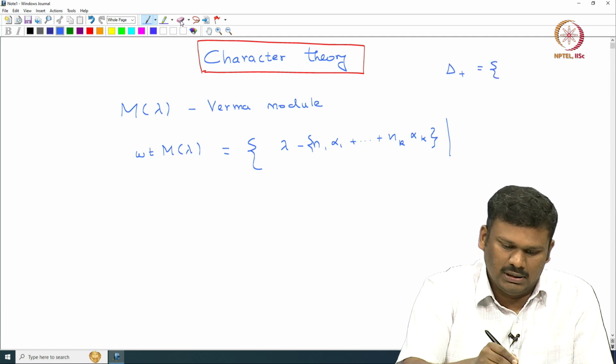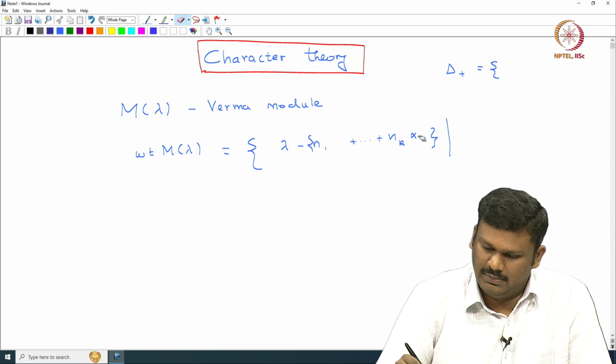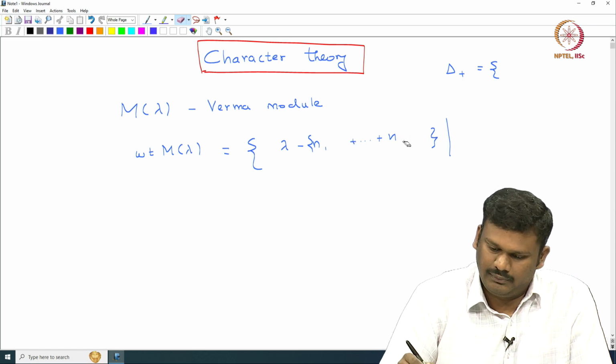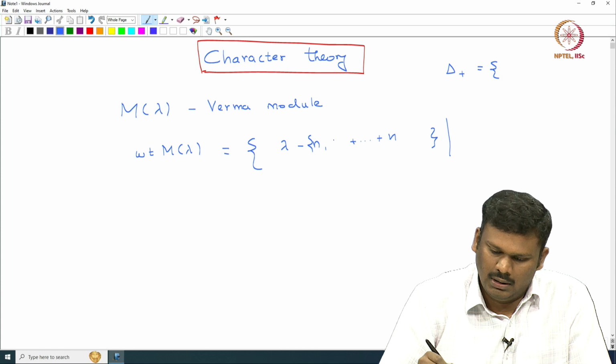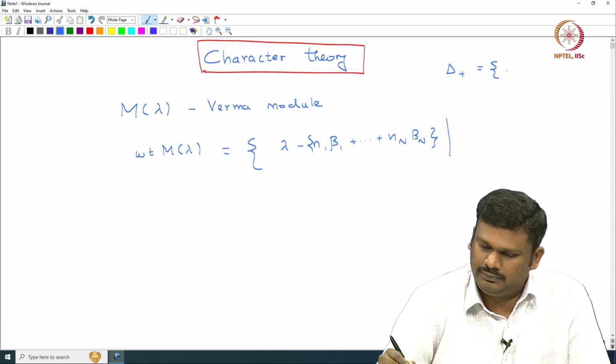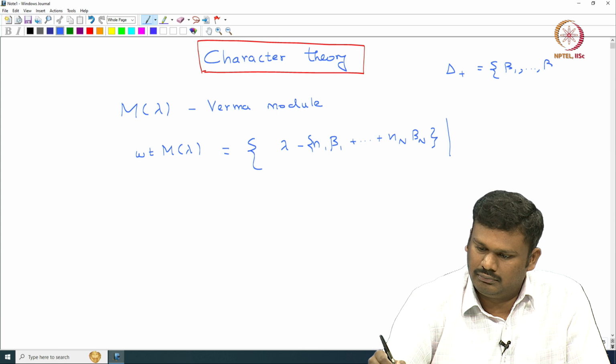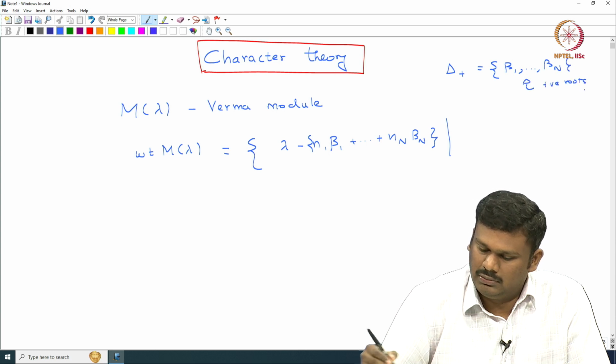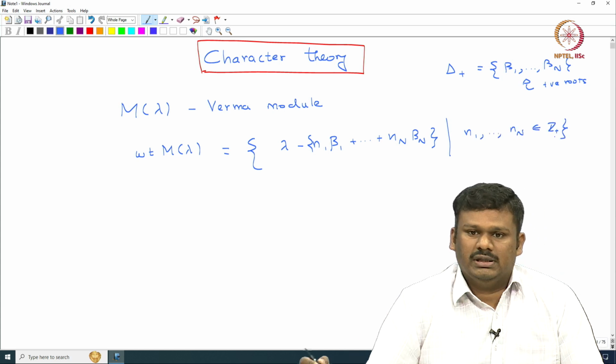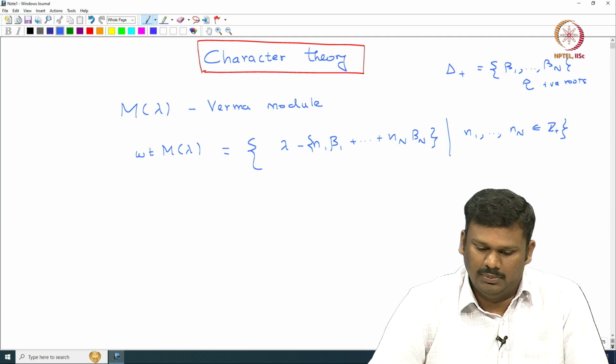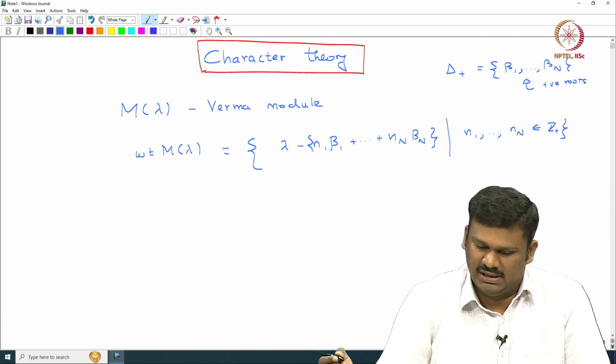So, maybe I will use a different notation. So, let us write it as beta. So, beta 1 up to beta n. So, these are the positive roots. So, where this n1 etcetera nn, they are all non-negative integers. So, this is something that actually follows from the PBW theorem. So, we will make this precise.